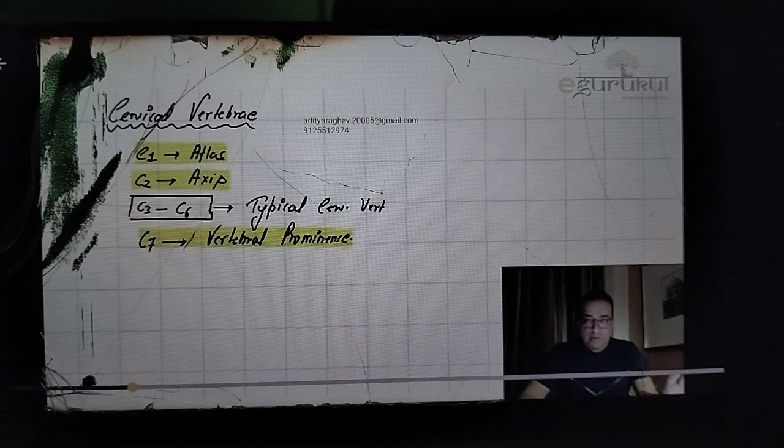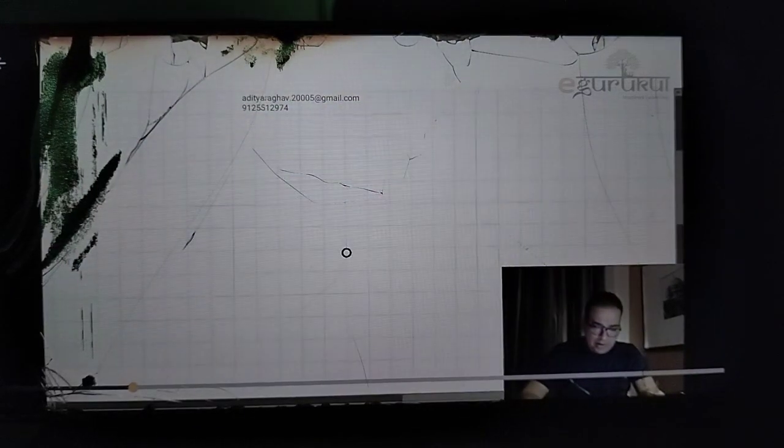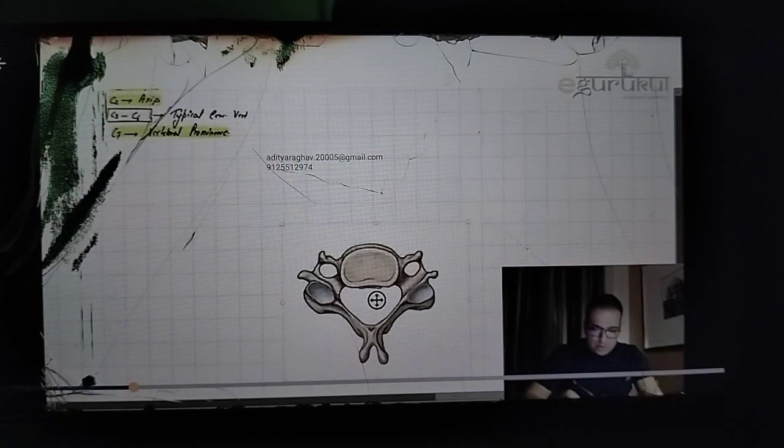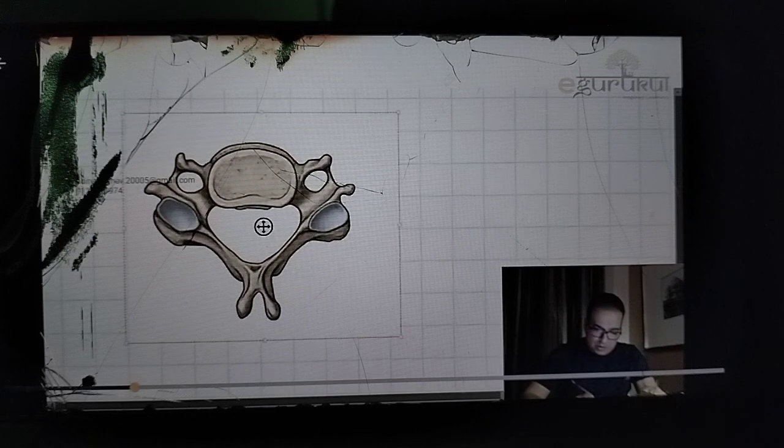Let's talk about a typical cervical vertebrae, and then we will move on. Let me copy a picture for that. We could draw it, but there's no need because nobody is going to ask you to draw a vertebrae, so it would be a waste of paper. Let me use an image here, and I'll share the image.